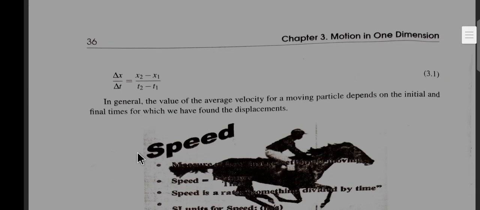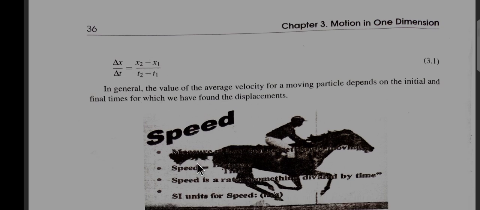In general, the value of the average velocity of a moving particle depends on the initial and the final time for which we have found the displacement, which is true. I try to explain this.